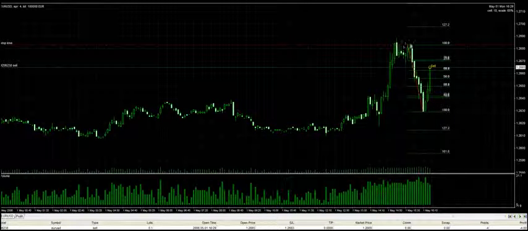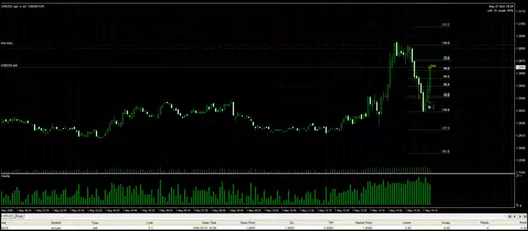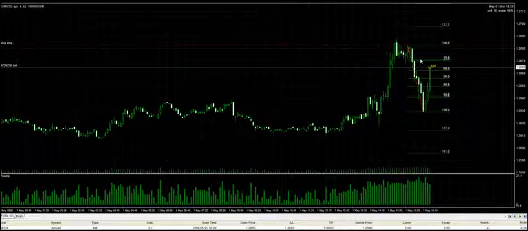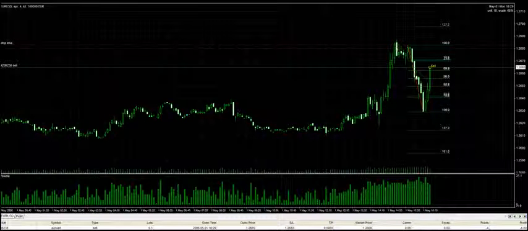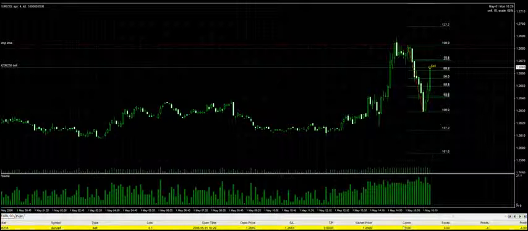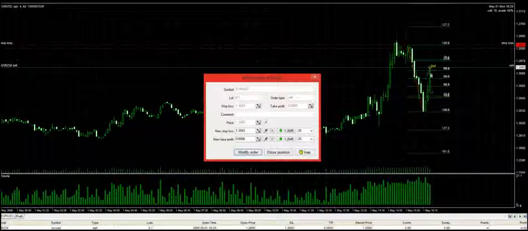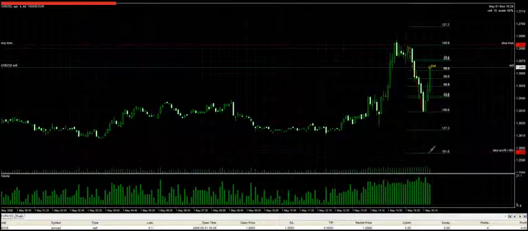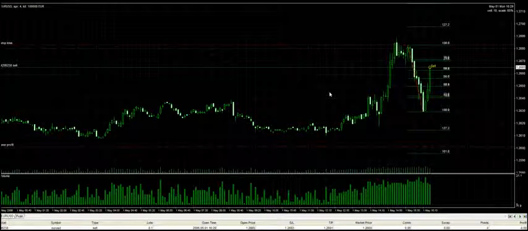because ABC of 1, 2, 3, 4, 5 is not possible. It really exceeded all the Fibonacci. If it goes down here, this is no longer an ABC. It's already a 1, 2, 3, 4, 5. So we'll aim for 161.8. Therefore I have to tighten my stop loss actually. This one plus 4 pips. Let's roll.